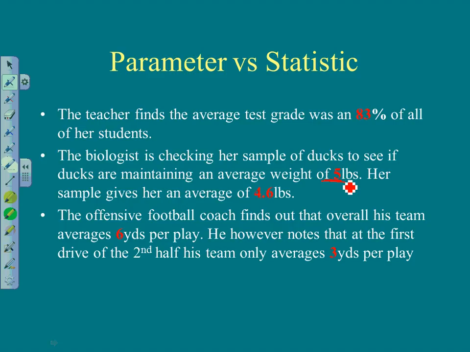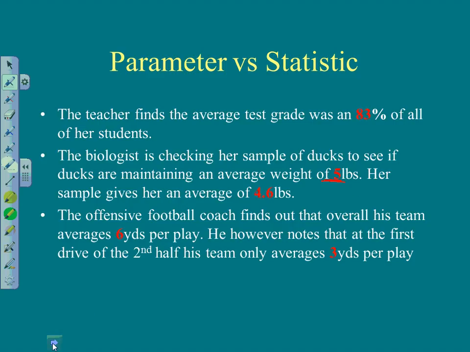And then finally, the offensive football coach finds out that overall his team averages 6 yards per play. However, he notes that at the first drive of the second half, his team comes out slow and only averages 3 yards per play. All right, Mr. Roberts, which one is the parameter and which one is the statistic? The statistic is 3 yards per play, the parameter is. Perfect. Okay, do we understand the differences? Excellent. What else do we got?